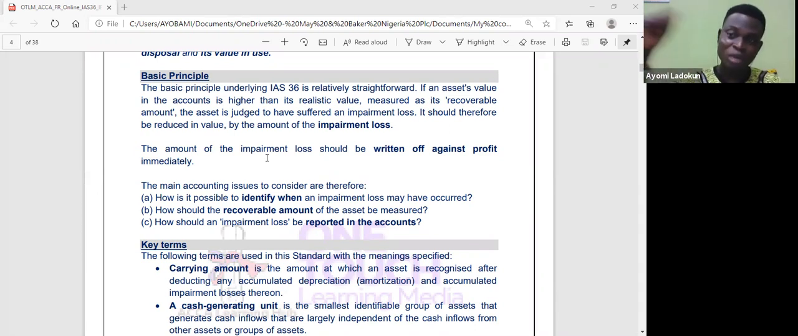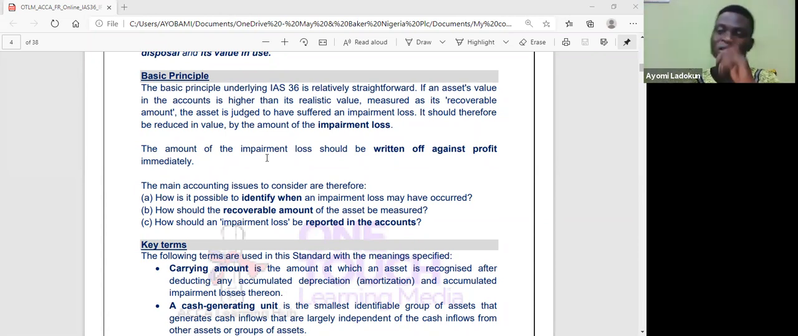Then I move to my value in use. We said recoverable amount is the higher of fair value less cost to sell and value in use. So how do I compute my value in use? Value in use simply means if I continue to use the asset, what will be the future cash flows that this asset will generate for me? I have to estimate it. I can say in year one, we generate 300,000, in year two, 500,000, depending on judgment and a lot of estimates. So I have to project into the future.